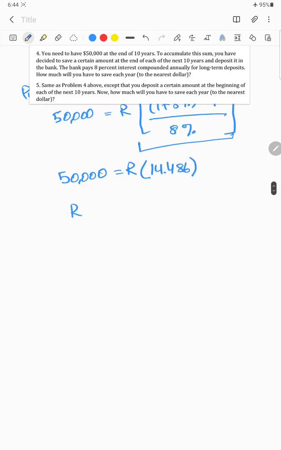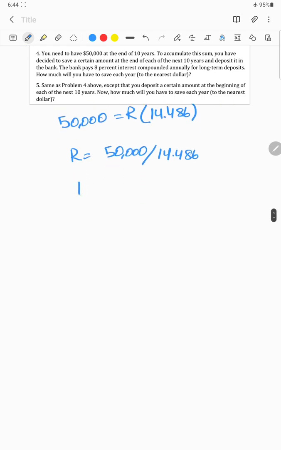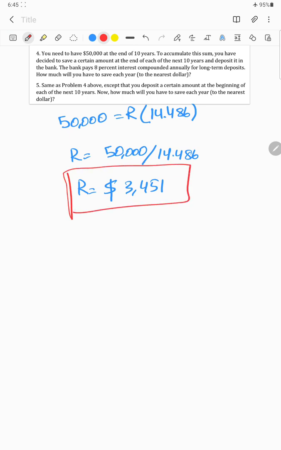So in other words, my R would be 50,000 divided by 14.486. So R, to the nearest dollar, is $3,451. So this was the question for ordinary annuity.